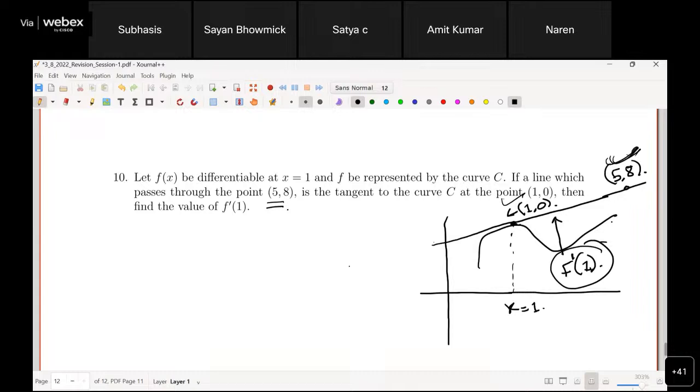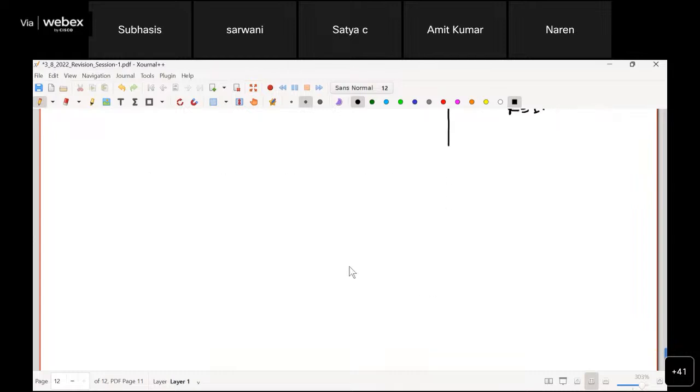Sir, can you explain the floor function and ceiling function, whether it is differentiable at x equal to 0 or not? There is no difference between the argument for the floor function and the ceiling function. So this is the greatest integer function and the smallest integer function. Let me take the case of the greatest integer function.